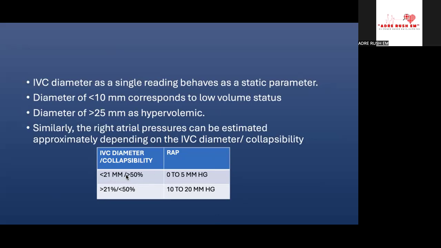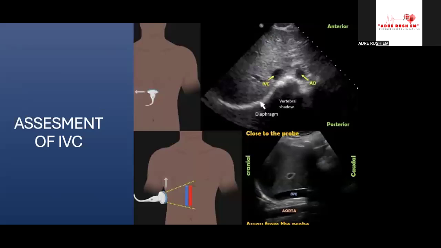So if you use the same thing, diameter and collapsibility put together, less than 2 centimeters with more than 50% collapsibility, somewhere your RAP can be told to be 0 to 5 mmHg. More than 2 centimeters and less than 50%, your RAP can be 10 to 20 mmHg.